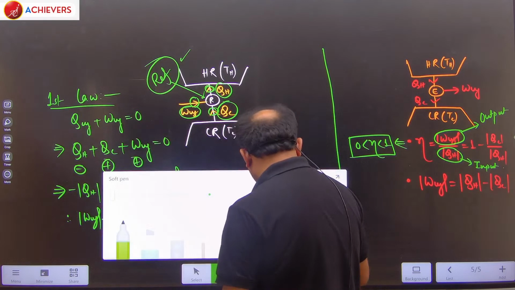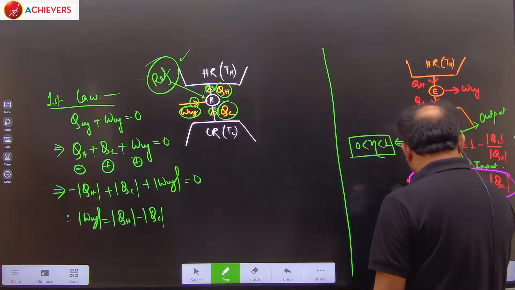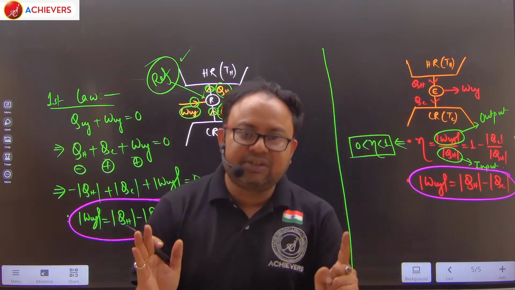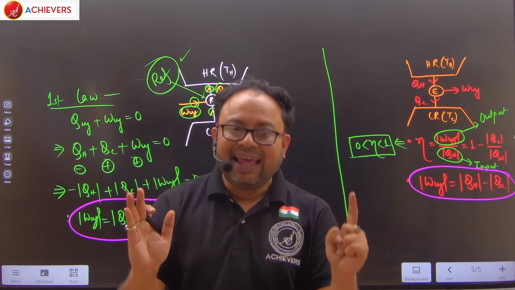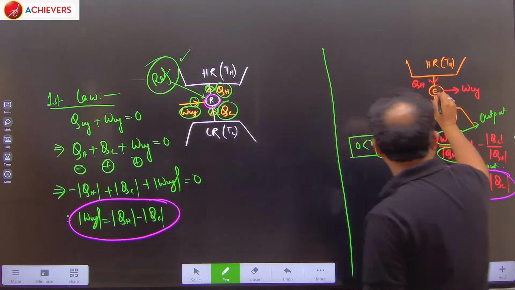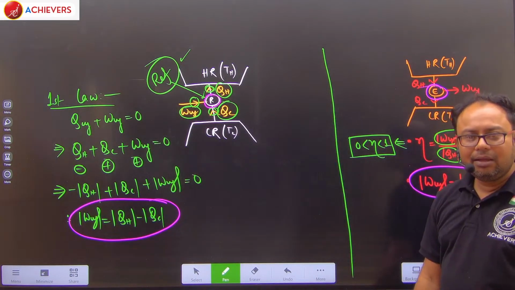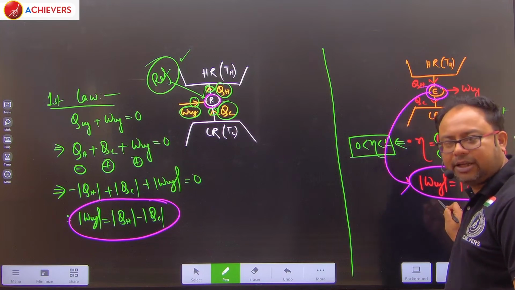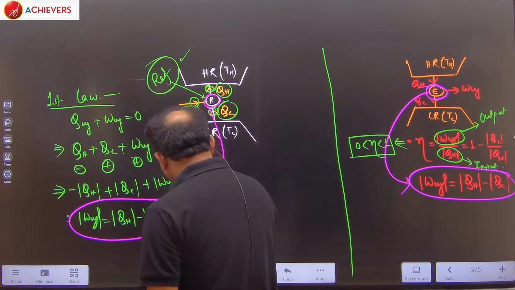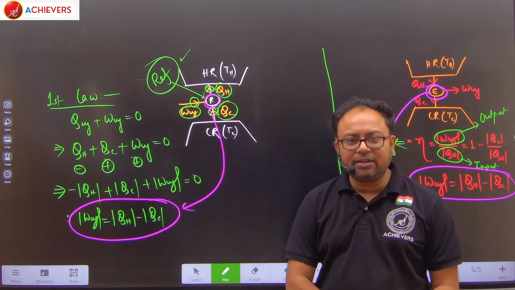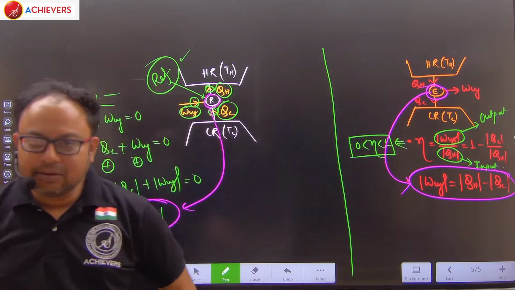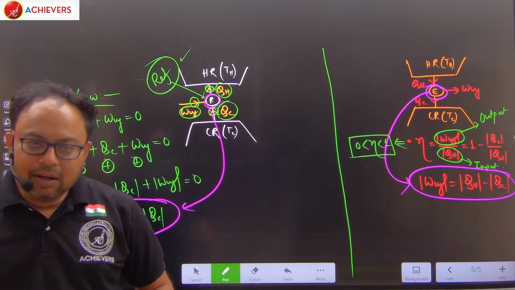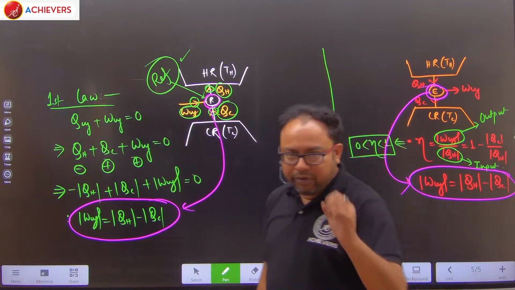And students, you see, there is a very close resemblance between the expressions exhibited by R and E. E exhibits mod W cyclic equal to mod QH minus mod QC. R also exhibits a similar type of expression. We will reveal the reason later.